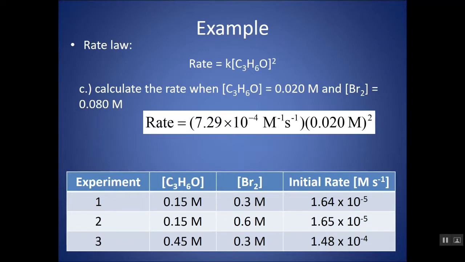And Br2 could have said anything because it's 0 order. It has no effect on the rate. And I get 2.9 times 10 to the -7 molarity per second. And the units of your rate constant should work out so that when you calculate something like this and get the rate, you're in a concentration versus time unit.